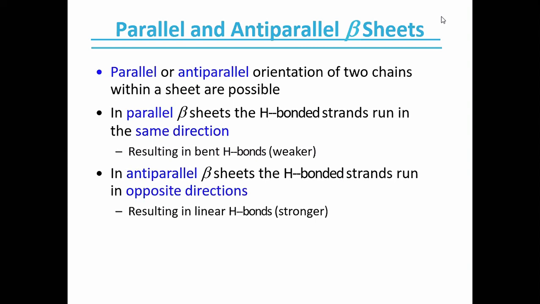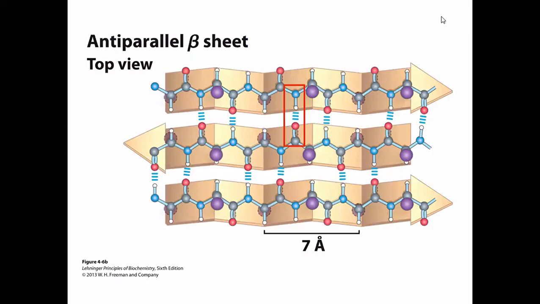So let's look at anti-parallel. This is the anti-parallel beta sheet. Basically, it's stronger, the hydrogen bond is stronger. As you can see there, that's a hydrogen bond between the CO and the NH. The blue one is nitrogen.